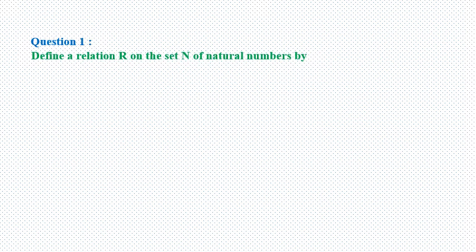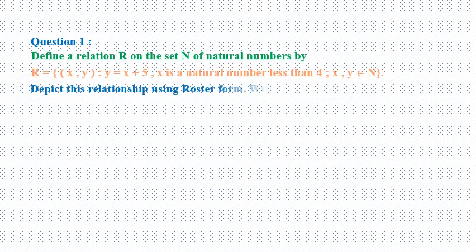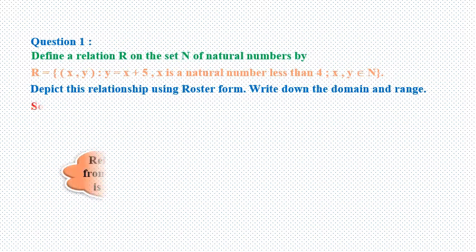Define a relation R on the set N of natural numbers by this one. The relation is y equal to x plus 5, where x is a natural number less than 4. Depict this relation using roster form. Write down the domain and range.